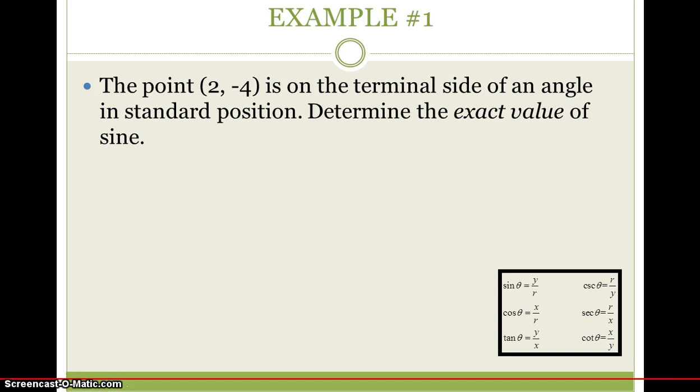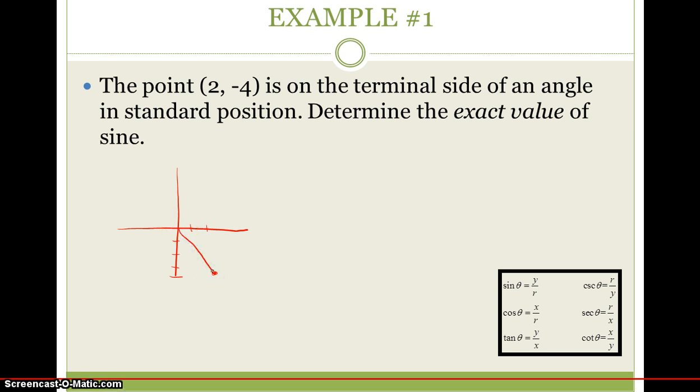So what we want to look at now is what happens if we have the point (2, -4) on the terminal side of the angle in standard position. We want to find the exact value of sine. Let's start by seeing where the point (2, -4) is. Let's draw our axes. 2 is on the positive x side, and 4 is negative, so it's where our negative y is. There's 1, 2, and then 1, 2, 3, 4. So I'm going to plot my point right here. This is the point (2, -4).